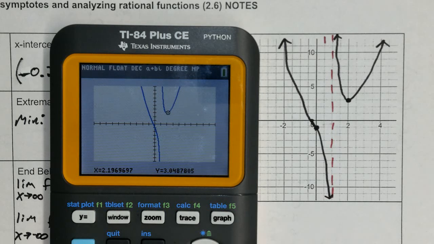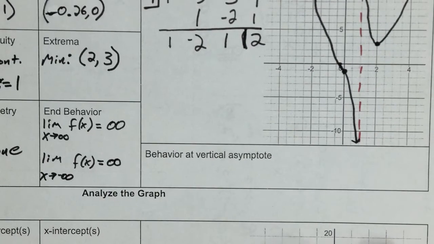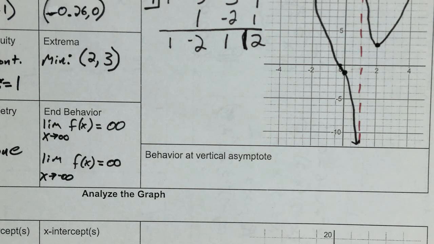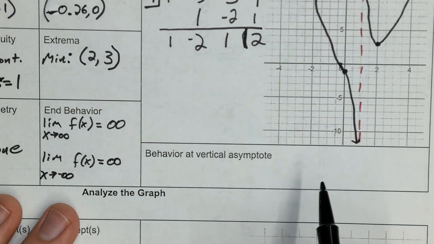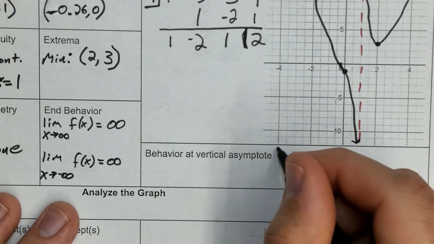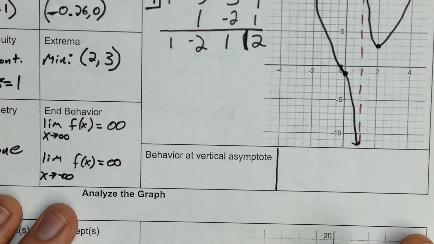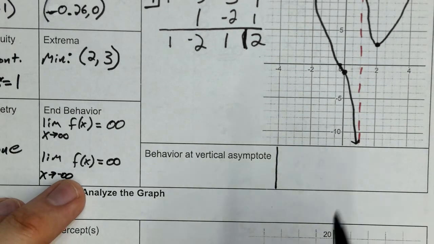All right. I'm not going to have you analyze behavior at vertical asymptotes, which is the last box here. I'm going to include it in this video just in case I teach honors someday and I need it for that. But in regular pre-calculus, we're not going to do this. So if you want to stop watching right now, because this is regular pre-calc, then you can stop.